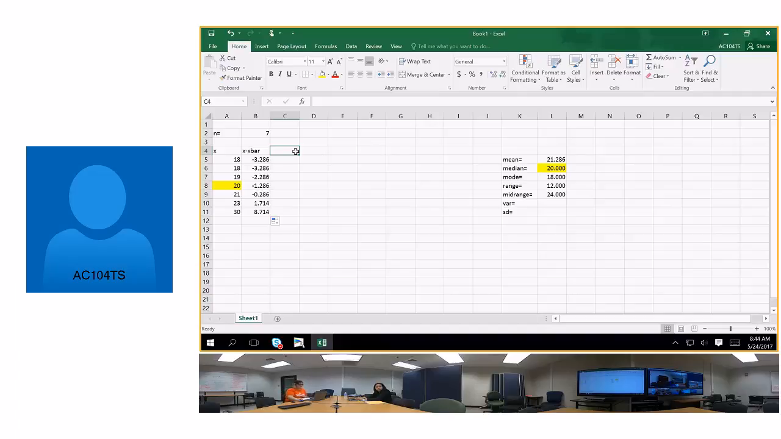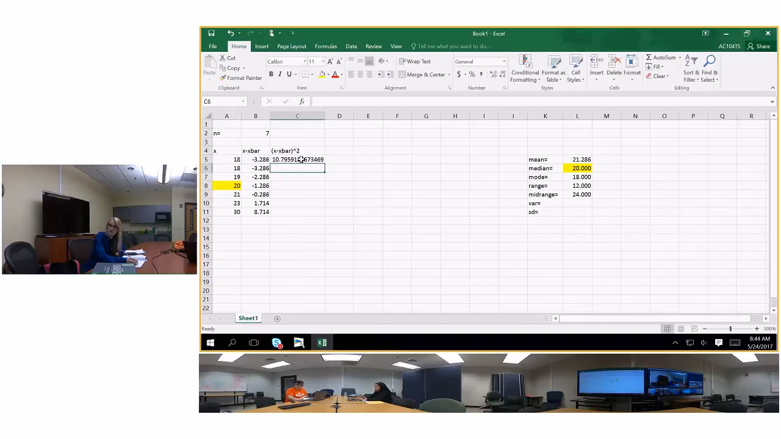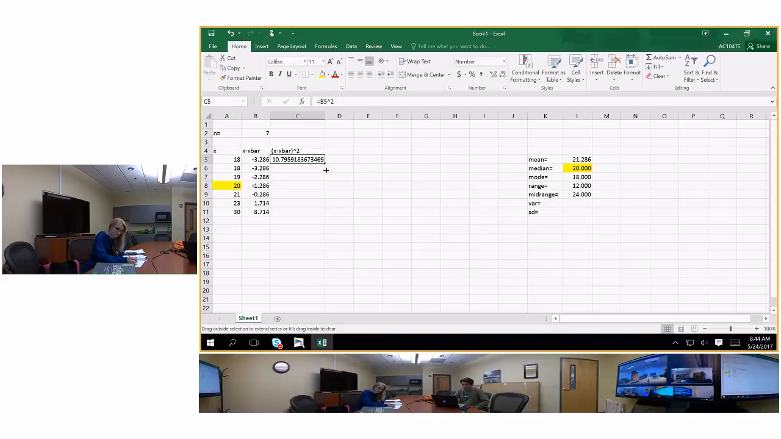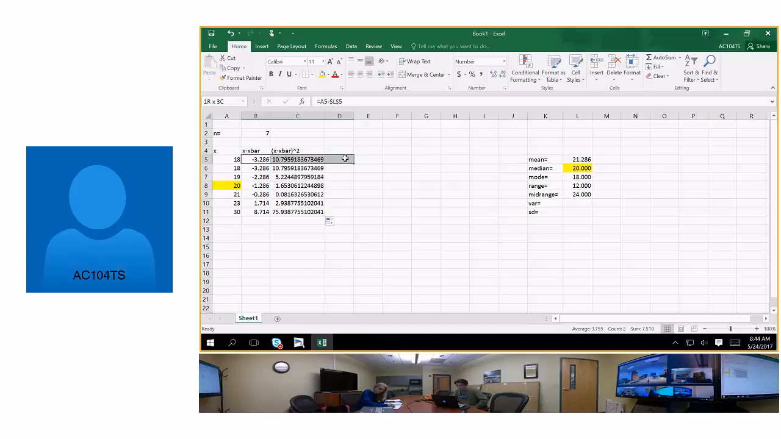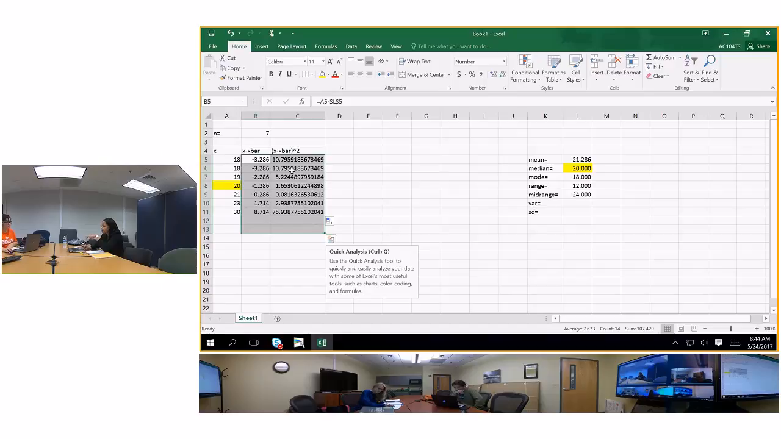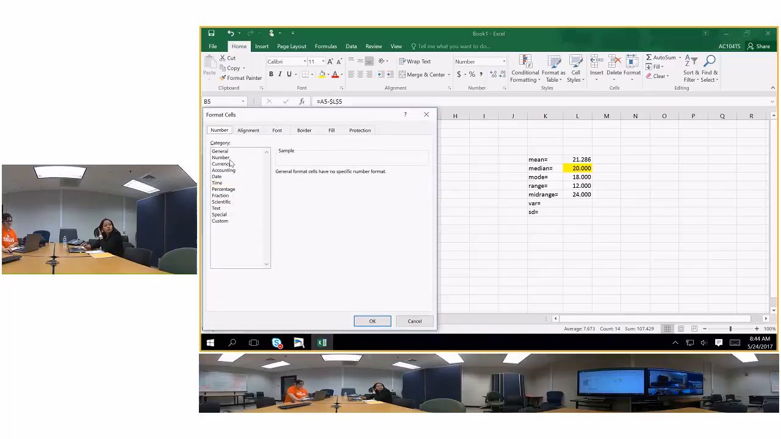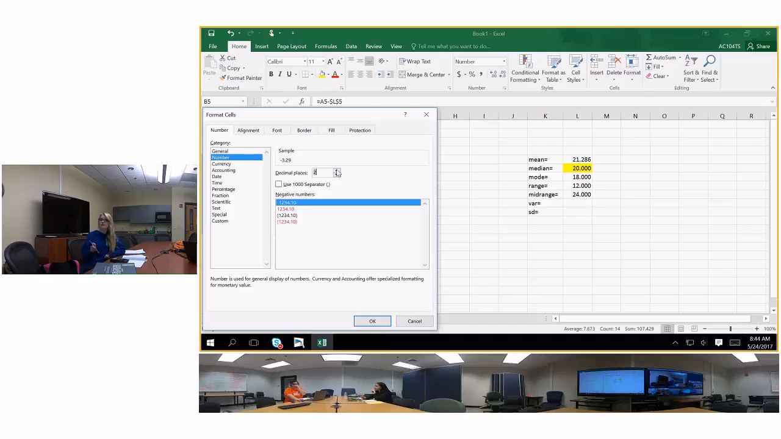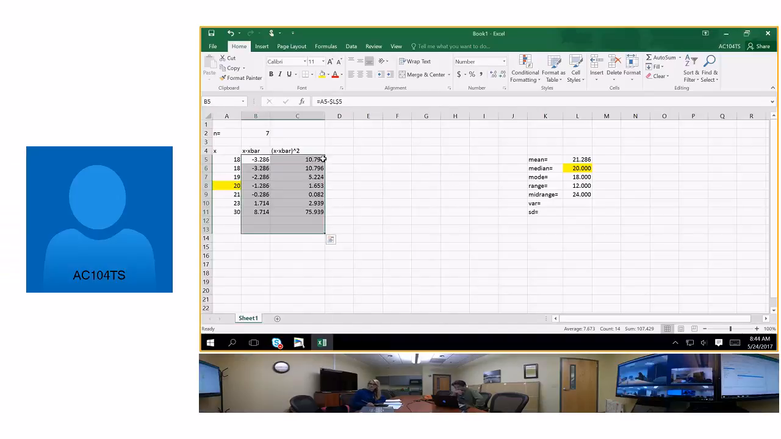Now we need x minus x bar, quantity squared. Now this makes everything positive. There we go. Check your numbers.